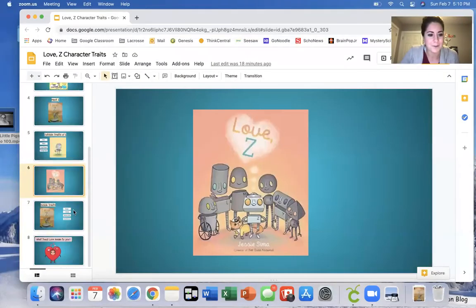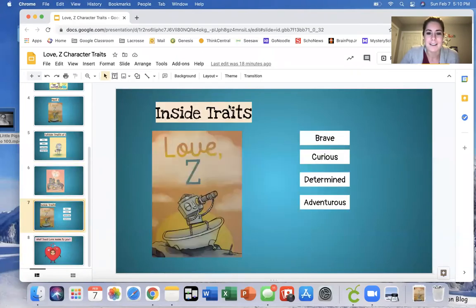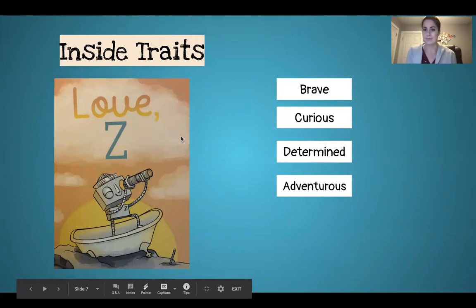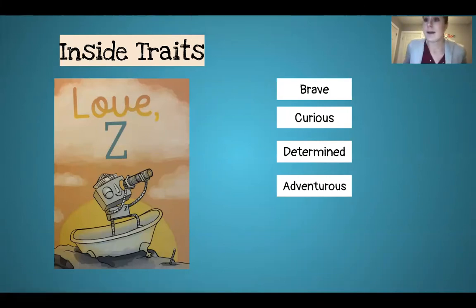So let's go to how we can describe our inside traits, right? How would you describe him now that we know Z? Remember what I said? Yeah, he's brave. Look, even on that picture right there, he's ready for it. He set out to go find what love meant on his own, and he was like, I'm going to do this. This is really important to me.